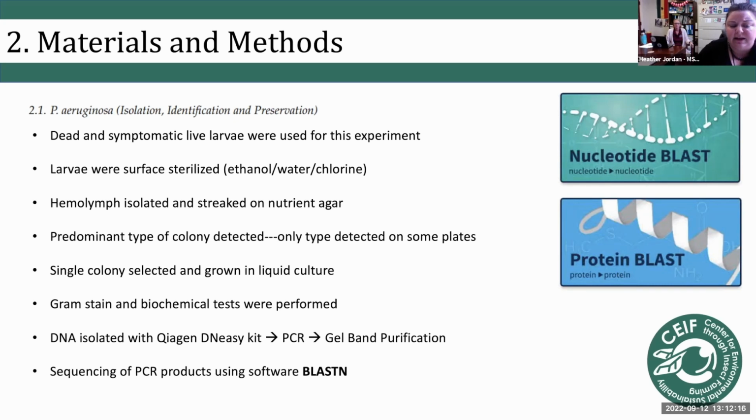This single colony selected growth was also grown in liquid culture. It was gram stained and biochemical tests were performed. The DNA was also isolated with a commercial Qiagen DNeasy kit, and then PCR, and then gel band purification. The sequencing of PCR products was done using Blastin software. Some of the pictures I have on the right-hand side of the screen are free NCBI resources for blasting nucleotides or blasting proteins.